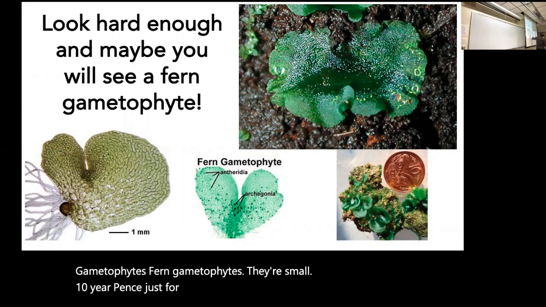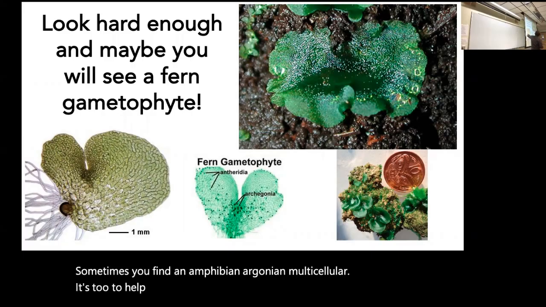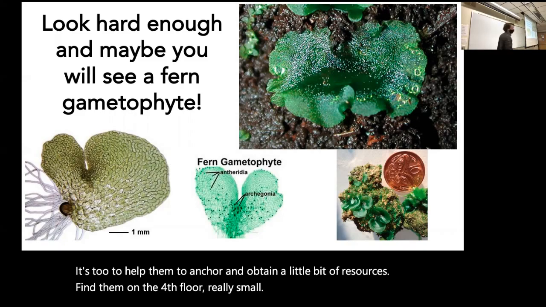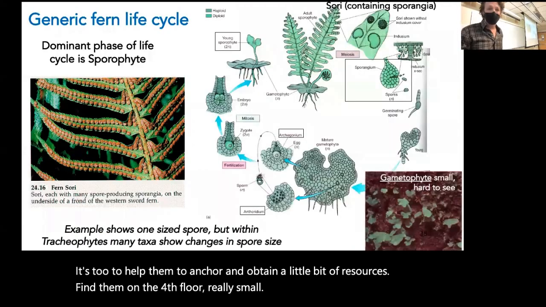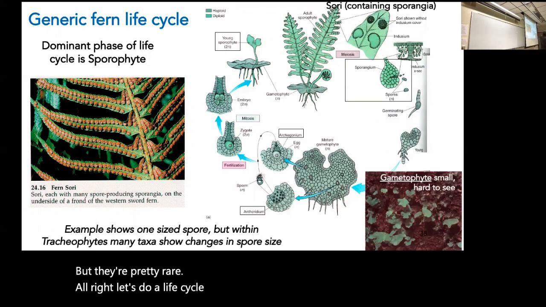Here's a fern gametophyte. Sometimes you find the antheridium and the archegonium, multicellular. You have these little rhizoids too, to help them anchor and obtain a little bit of resources. You can find them on the forest floor. They're really small. Cute. But they're pretty rare. All right, let's do a life cycle of a fern. Same thing: gametophyte, sporophyte. Most of what you see in a fern is sporophyte.